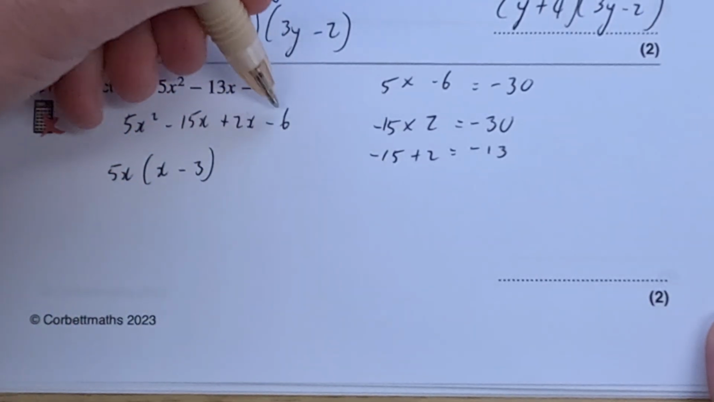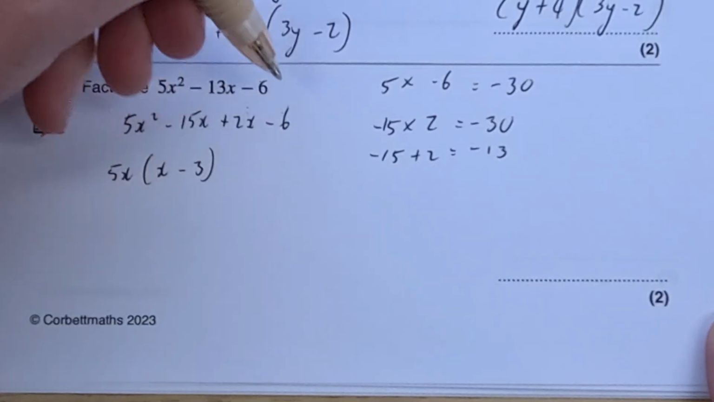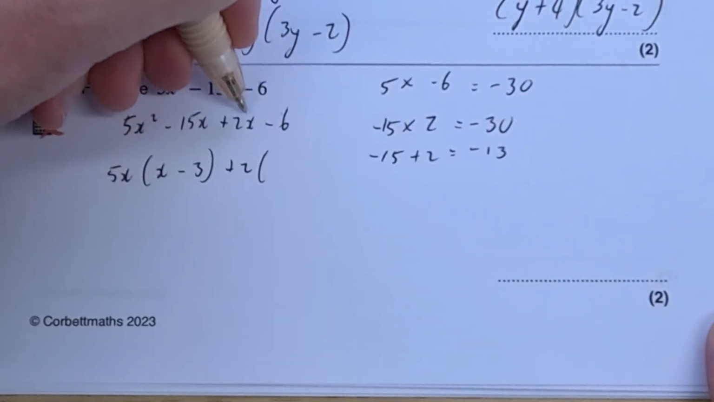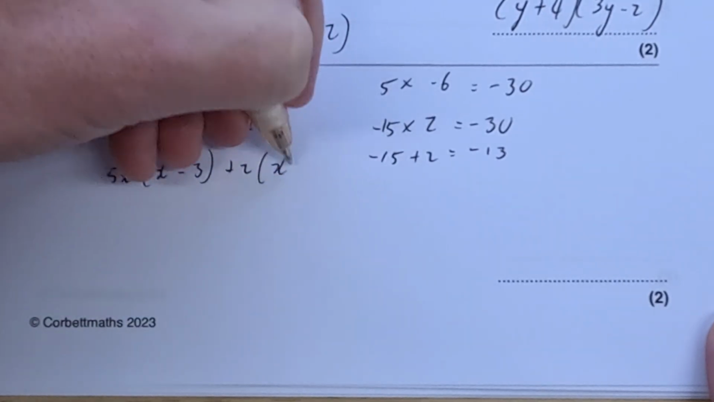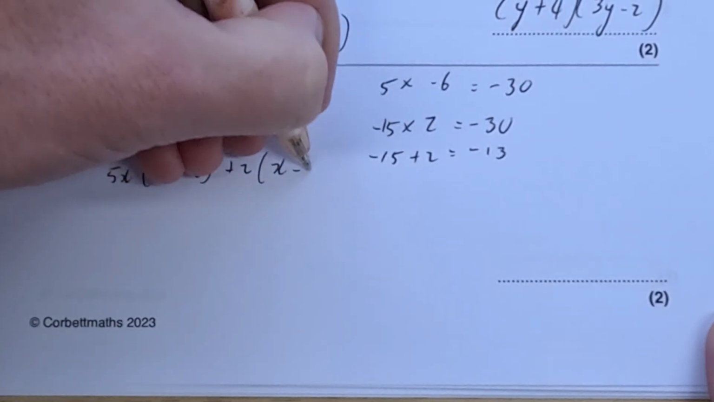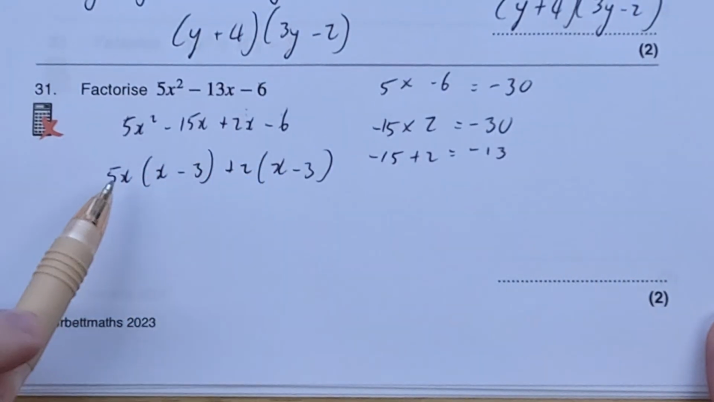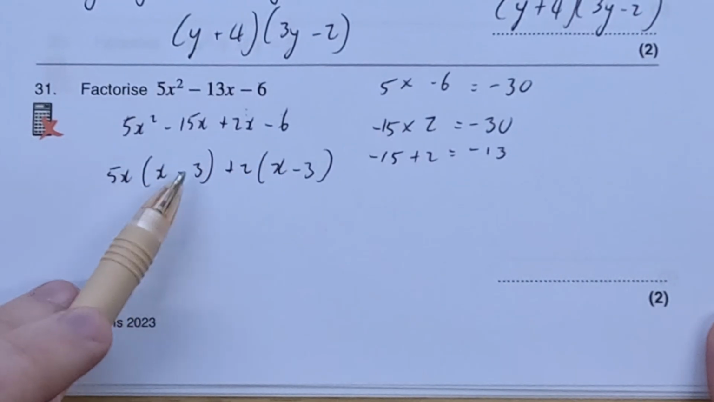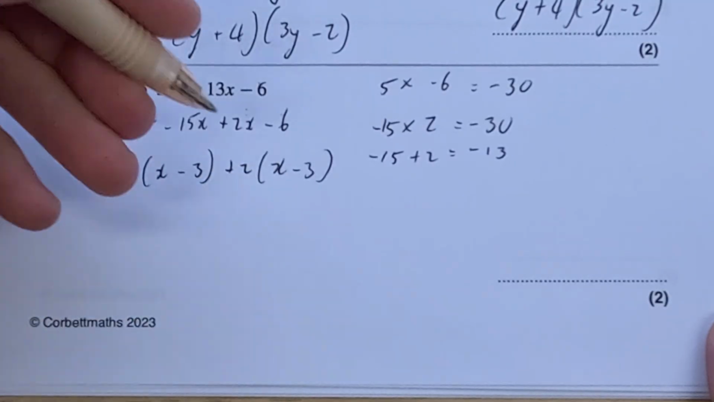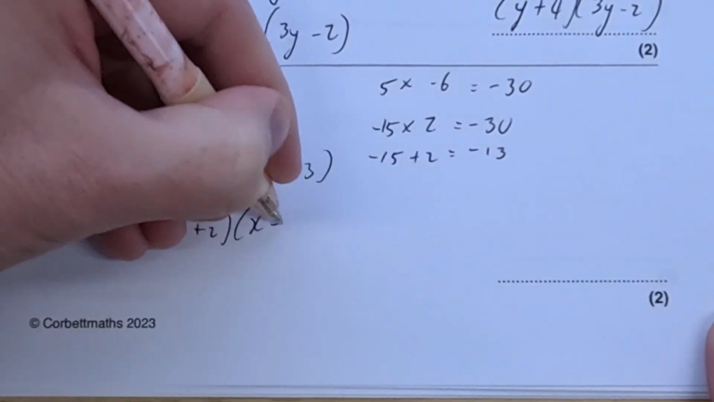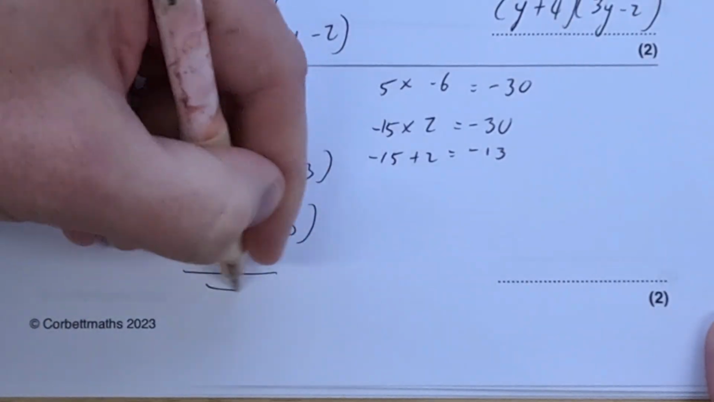Now we've got 2x minus 6. We can divide both of those by 2, so plus 2, then in brackets, and let's divide both of them by 2. 2x divided by 2 would just be x, and minus 6 divided by 2 would be minus 3. So that's it, and as you can see, we've got the same bracket twice. That's fantastic. So we've now got 5x lots of x minus 3 and 2 lots of x minus 3. So altogether that'll be 5x plus 2 lots of x minus 3. And that's it, we've factorised it.